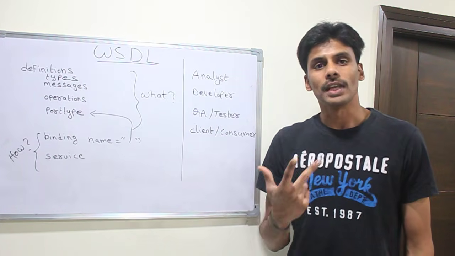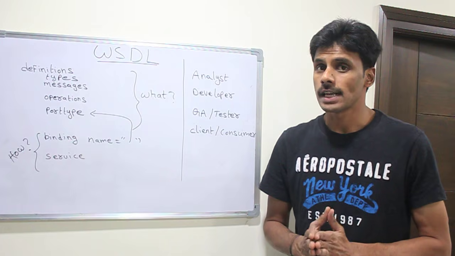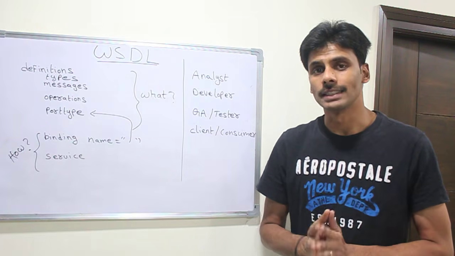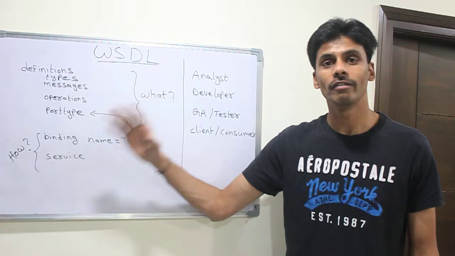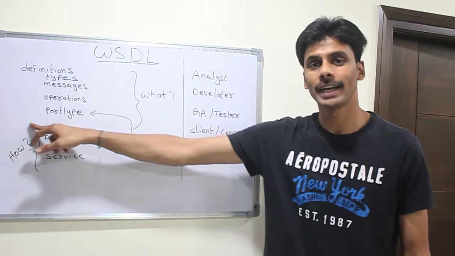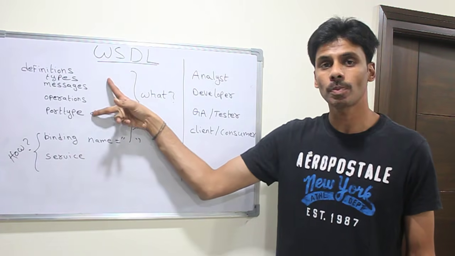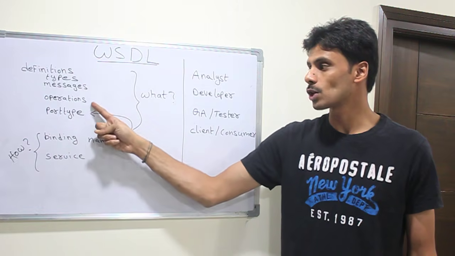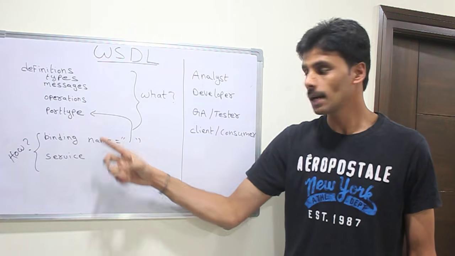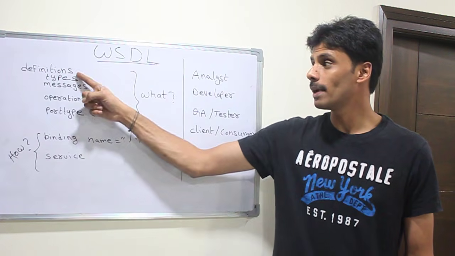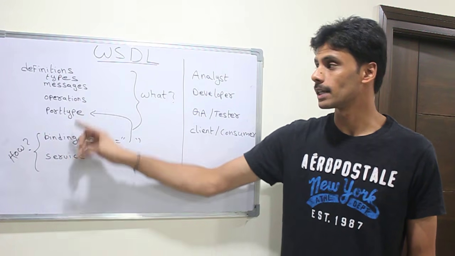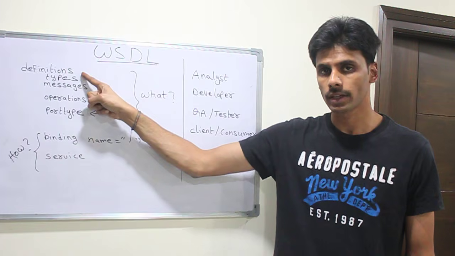A WSDL tells two things: what a particular web service does, and how it does it, or how it can be consumed. So based on these two, what and how, a WSDL file is divided into two main parts. The first part is made up of types, messages, operations, and port type. The second part is made up of binding and service. The root element within which all these elements are present is the definitions element.